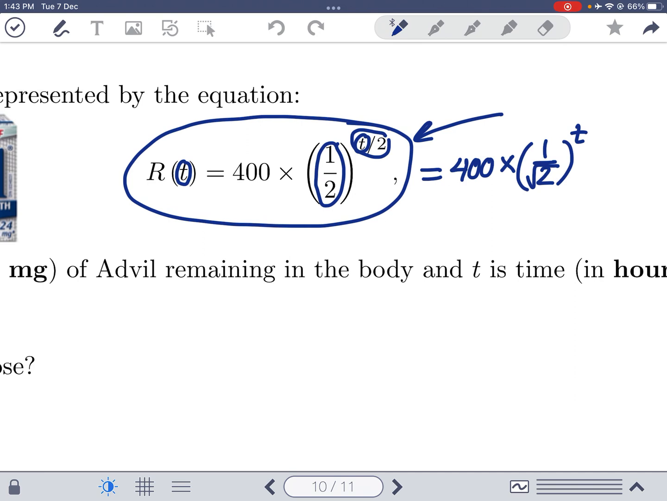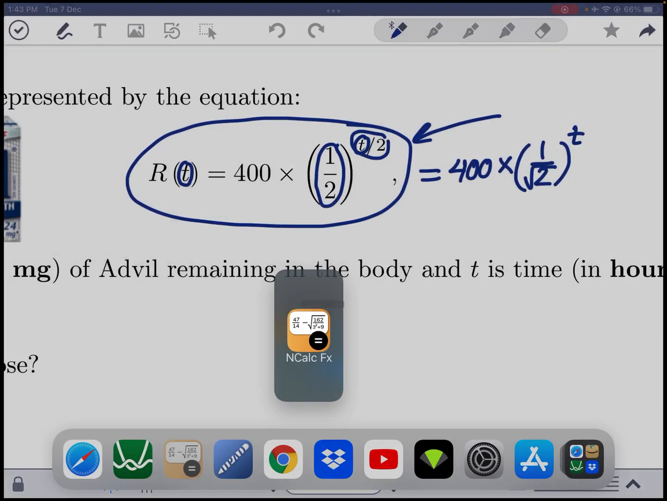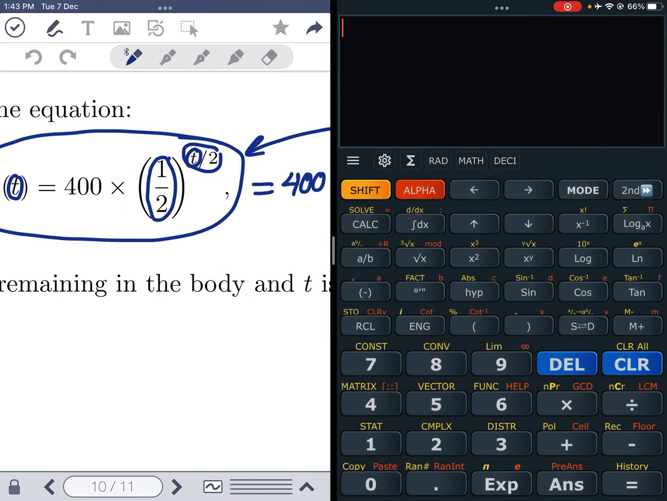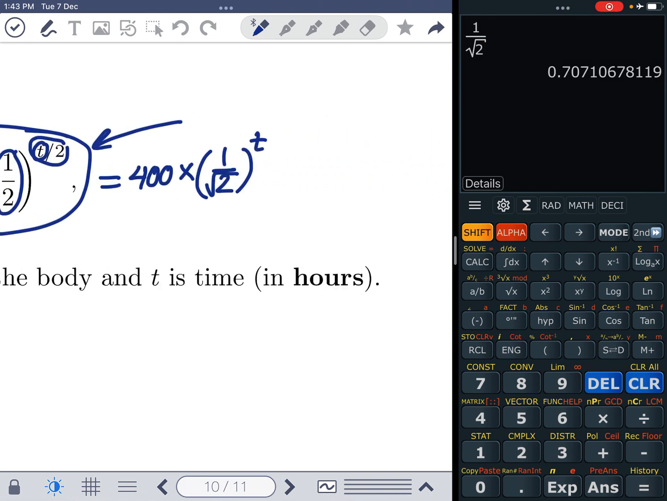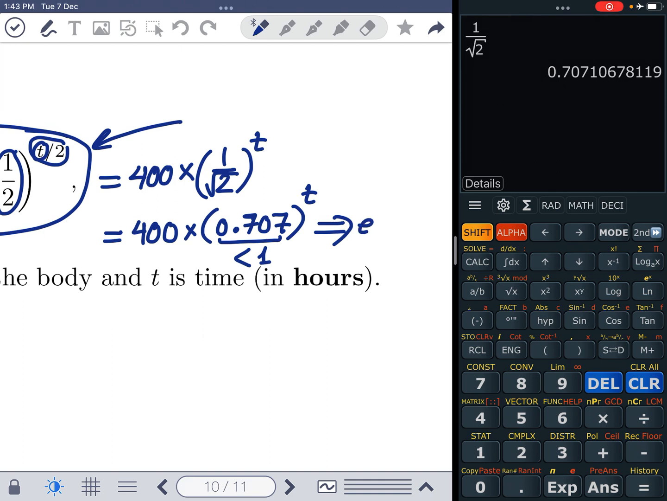And 1 over radical 2, this number, let's see if it's bigger or less than 1. Of course, it looks like it's less than 1, but I want to show you that it's about 0.707. So this is 400 times, approximately, 0.707 to the power t. Notice this is a number less than 1, and so this is exponential decay.